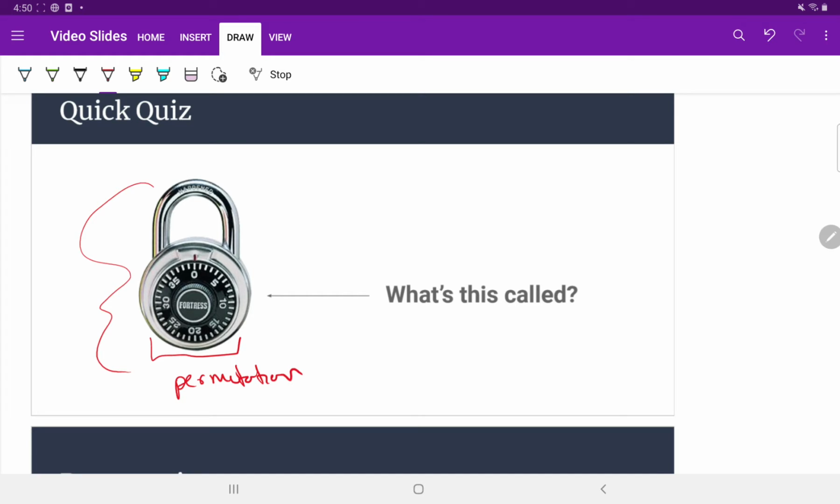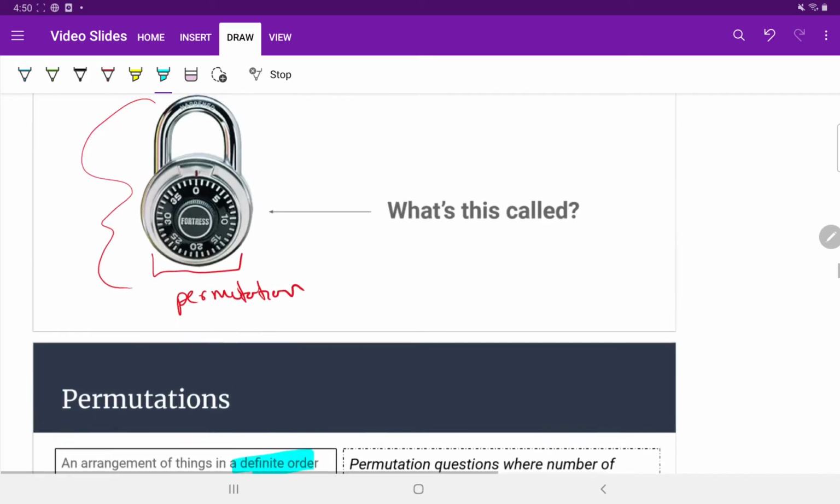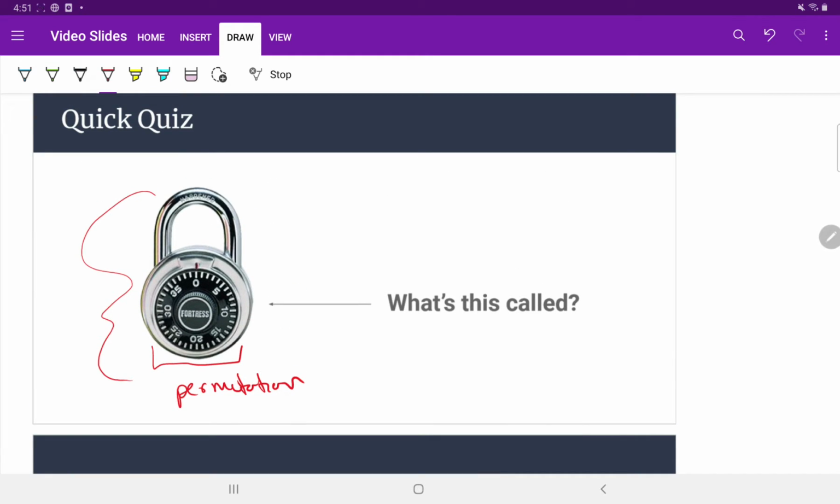Okay, and why should we call it a permutation lock? Well, a permutation is a list of things in a definite order, i.e. order matters. So for instance, if your locker code is 1531-2, you need to put it in this order, okay?